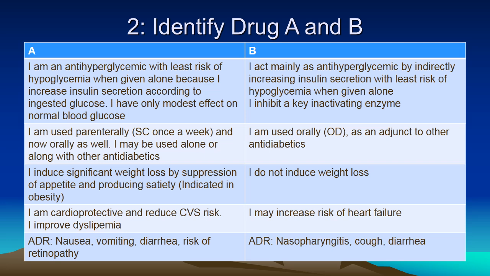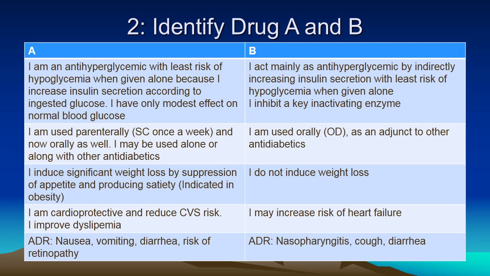B drug may be used alone or along with other antibiotics, is effective orally, given once daily, as an adjunct to other anti-diabetic drugs. The key point is A drug induces significant weight loss by suppression of appetite and producing satiety. Therefore, it is now indicated in the treatment of obesity. B drug is not indicated in obesity treatment and it is weight neutral.